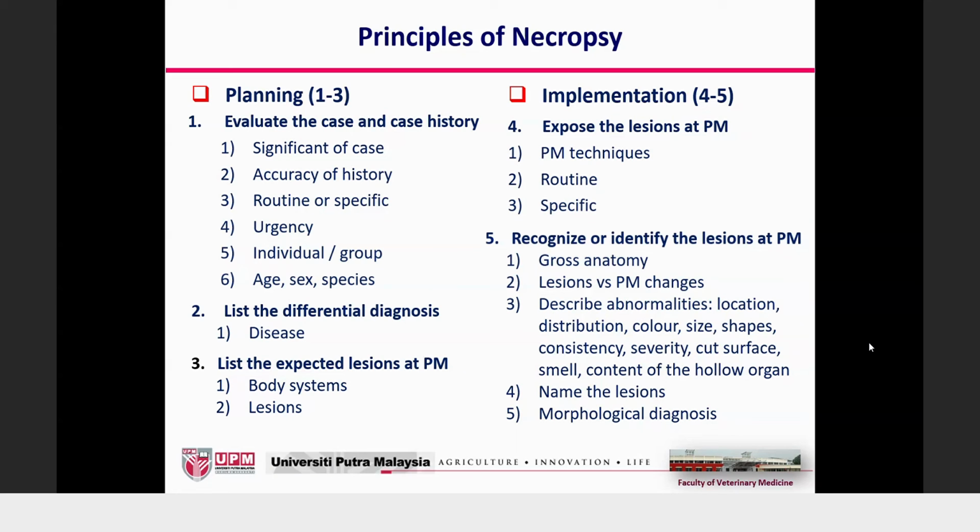Evaluating a case and history. For example, how significant is the case? Meaning, if the case is only one animal affected, it is less significant, isn't it? If the case involves a flock or herd of animals, it's more significant. If the case involves police reports, a crime, of course it is more significant.